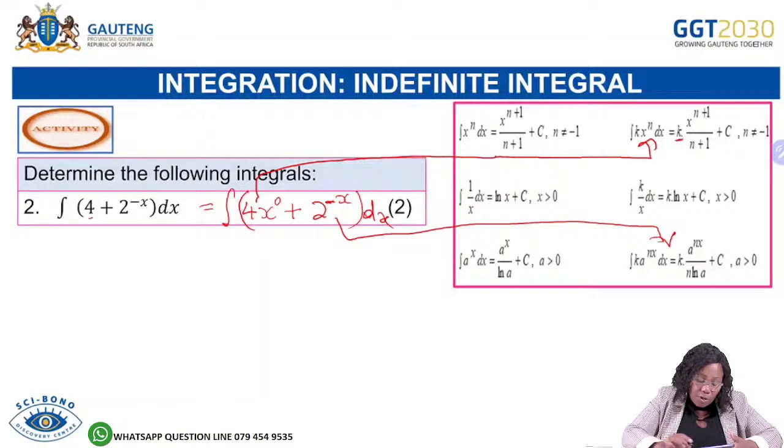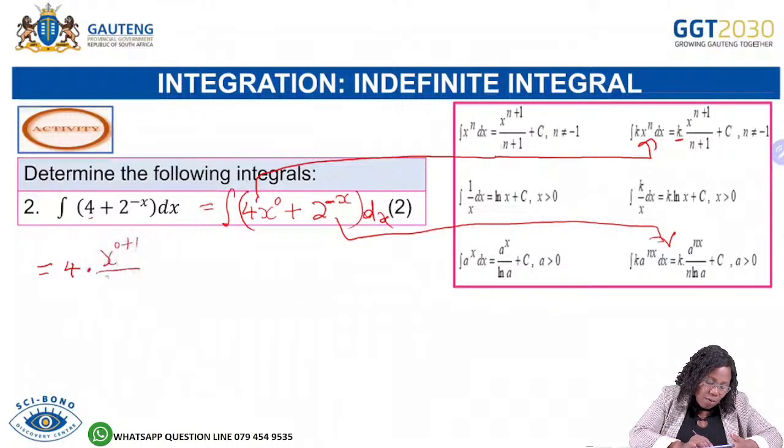Okay, for the first one, we are going to use this one. It says leave the constant value. We leave 4. And then now from the x, create a fraction. It will be multiply by x to the power 0 plus 1 over 0 plus 1. Same exponent, right?